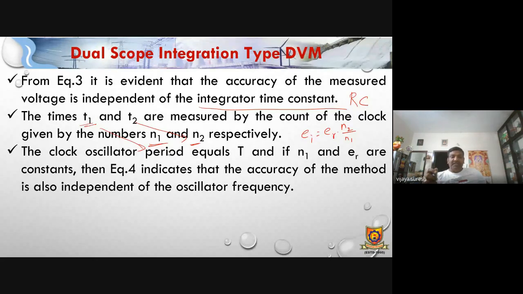Now the clock oscillator period, the total period, is capital T, nothing but T1 plus T2, nothing but N1 plus N2, if we are representing it in terms of pulses. And here N1 and ER are the constants. Okay.